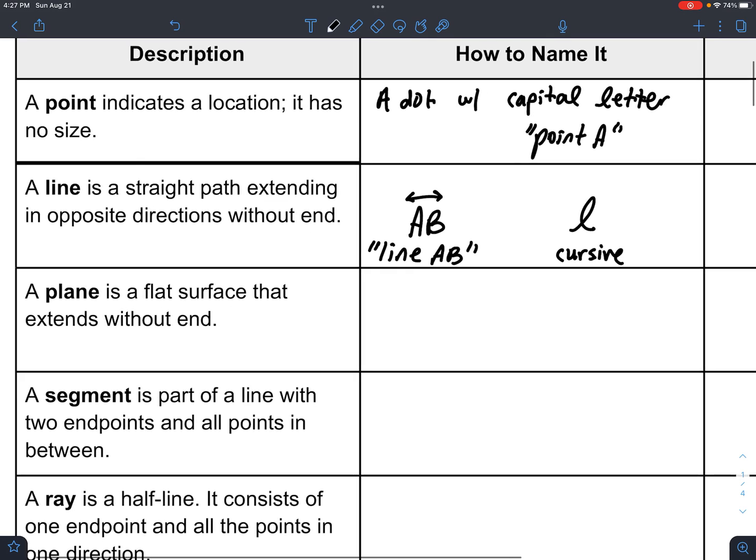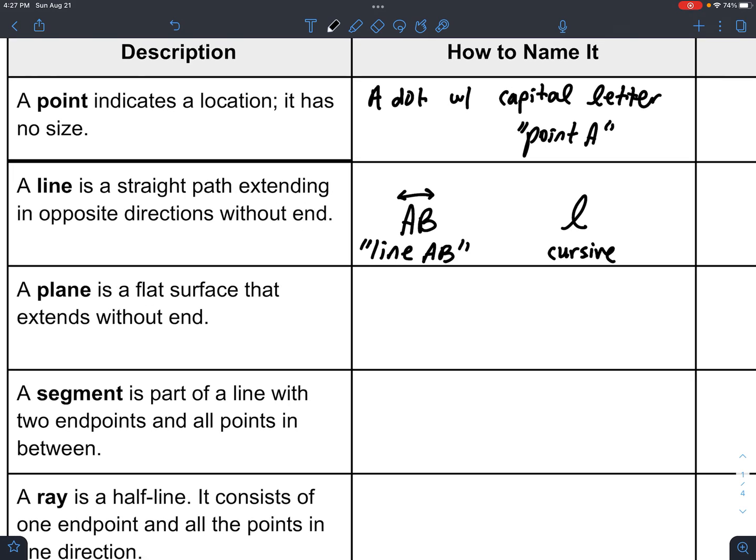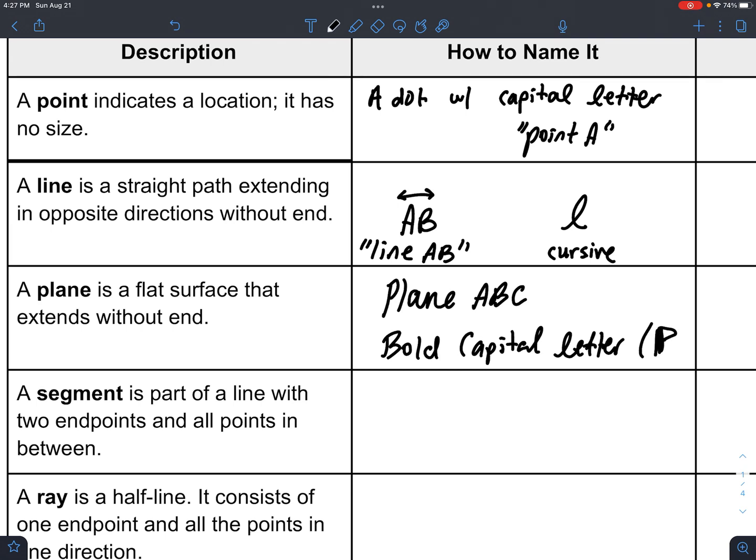Right. A plane, we have some choices here. We could just call it plane ABC. So a plane's going to take 3 points. You can also use a bold capital letter. So something like P, like this. That'd be plane P, or just P.